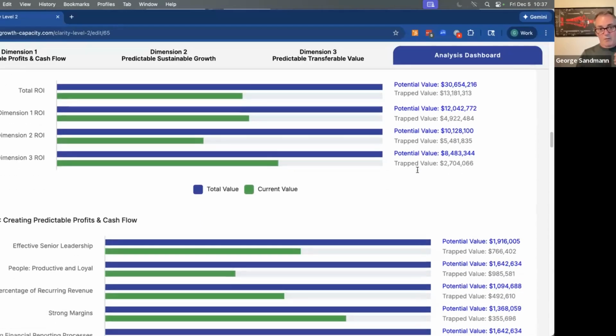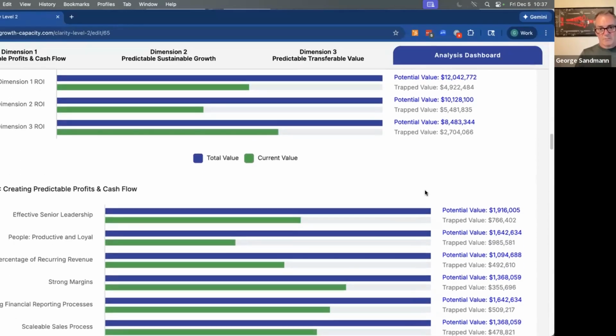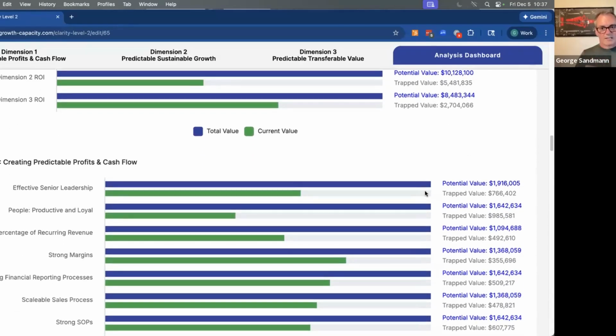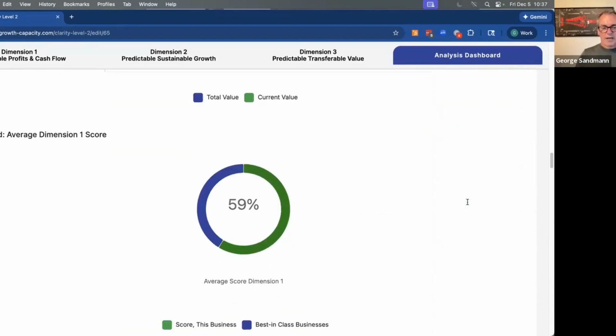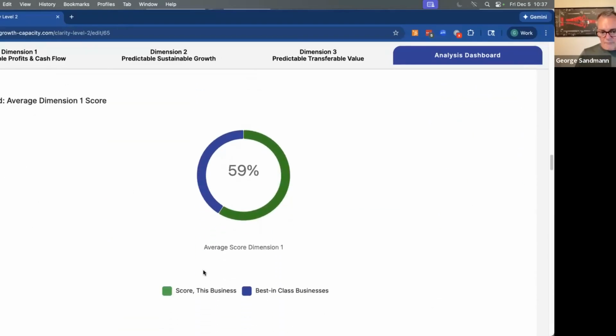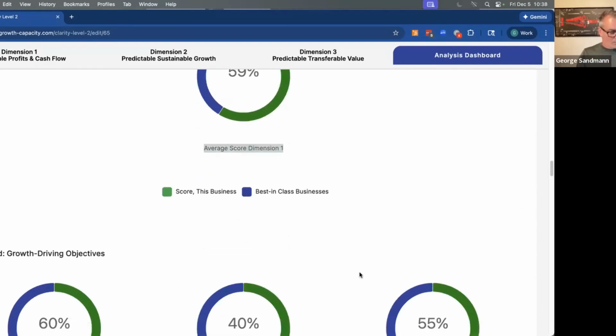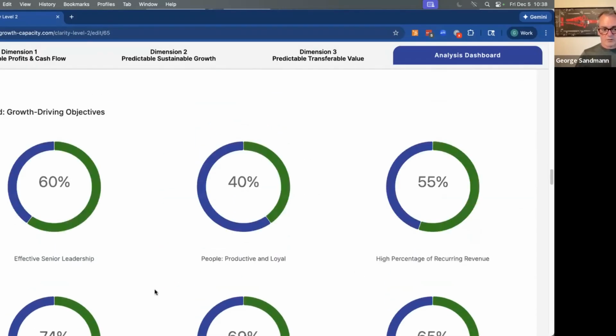So what I would be doing if I was talking to the senior team is I might then say, okay, so once you guys get that concept, let's look at how you're doing. Your average score in dimension 1 is a 59. Now, for senior leadership, you're a 60. We want these to be 70s, right? At 70 is our minimum to start contemplating a transaction.